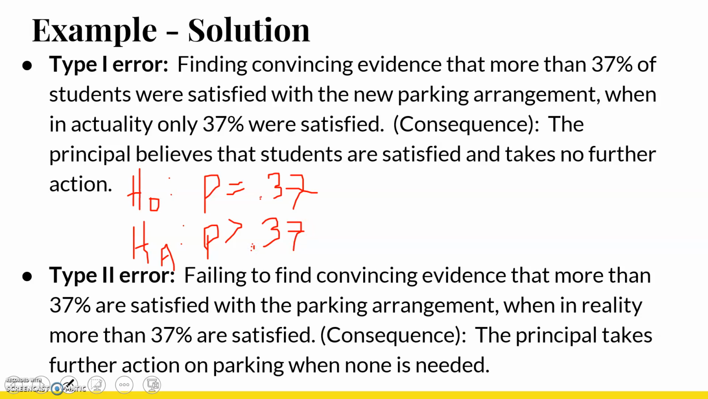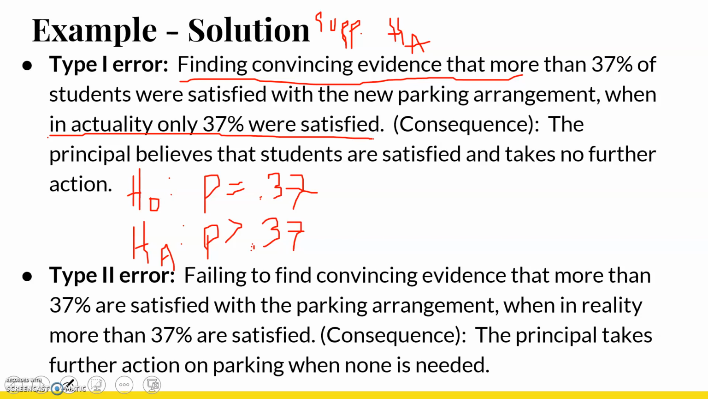So in a type 1 error, we find convincing evidence for HA. So there's support for HA. Right? There's definitely support for it. That more than 37% of students were satisfied with the new parking arrangement, when in actuality, the null was true. So we rejected the null when it was actually true, and we supported the alternative when that was actually false.